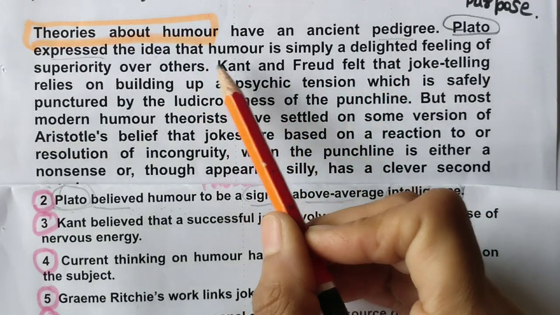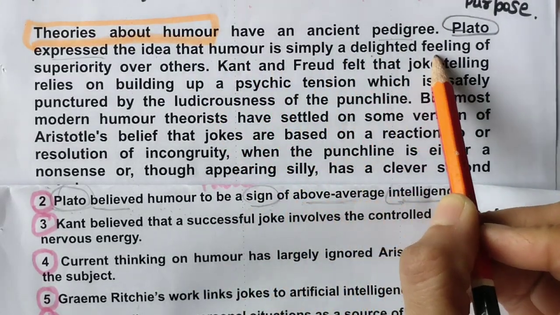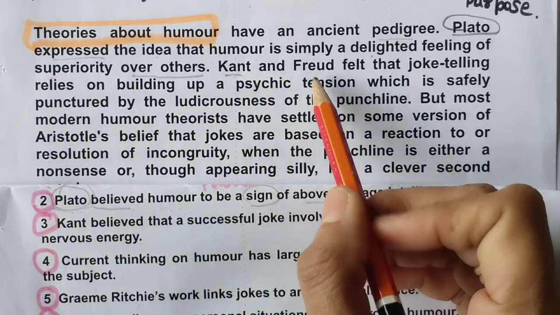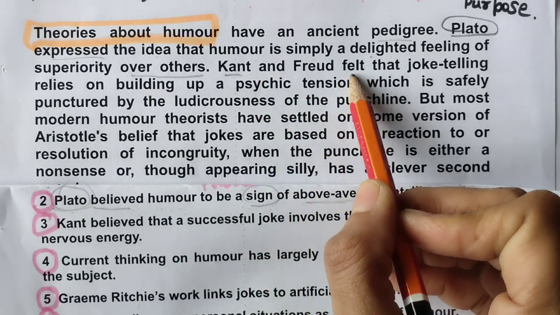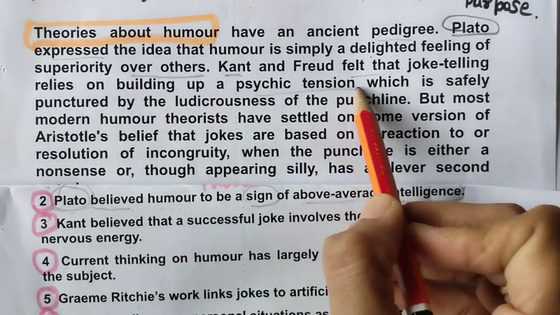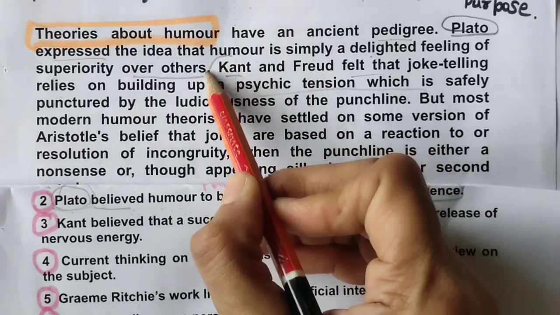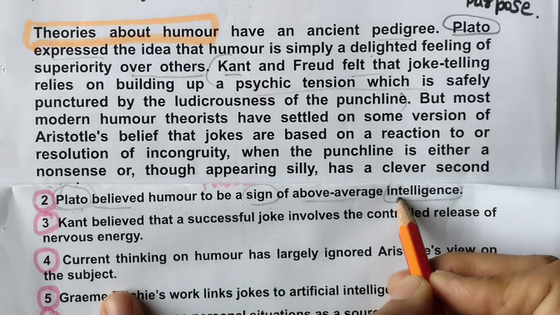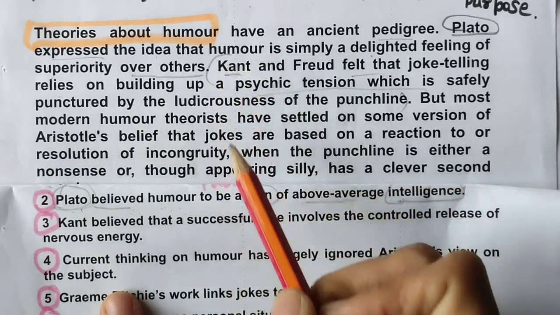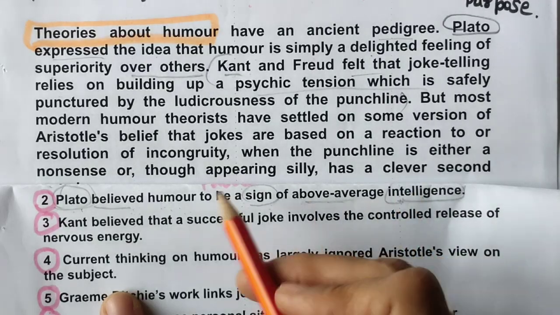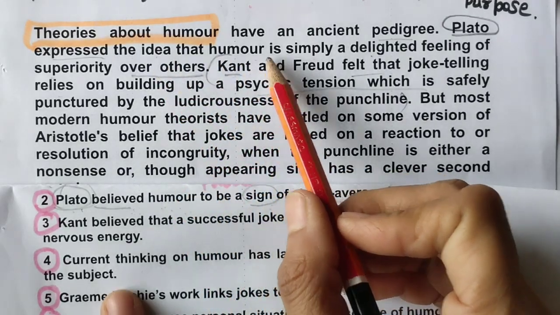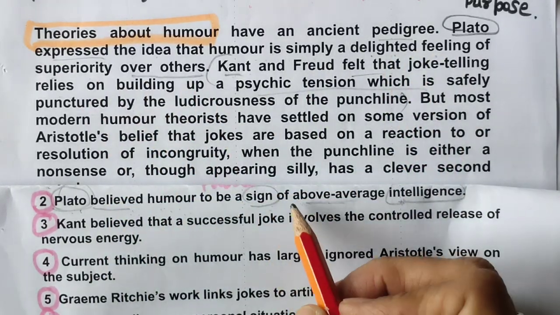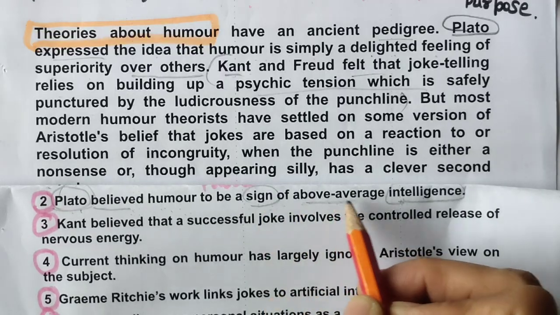Now express the idea that humor is simply a delighted feeling of superiority over others. Okay, now next person, Kant and Freud felt that joke telling relies on building up a psychic tension, which is safely something else. Our main purpose was finding Plato also and intelligent also. But here he is not talking about any above average intelligence kind of thing. So he just simply believed humor is simply a delighted feeling of superiority over others. But he is not talking about it being a sign of above average intelligence.